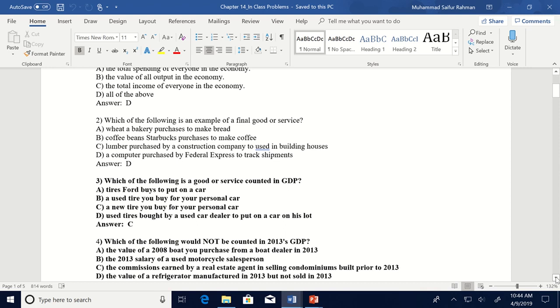2013. C. The commission earned by a real estate agent who is selling old condominiums. Again, he's selling old stuff, but he's getting that commission for the new service that he's providing. D. The value of a refrigerator manufactured in 2013 but not sold in 2013. That's inventory. And it is part of the GDP calculation. Very good.